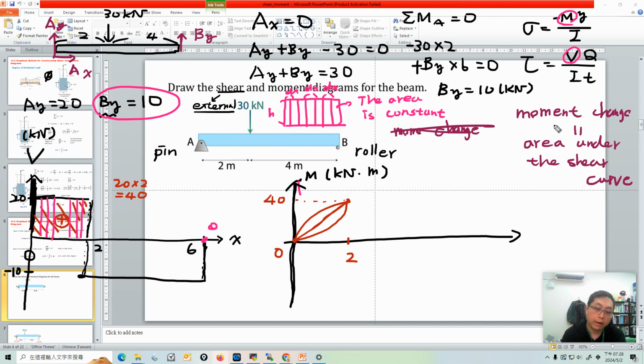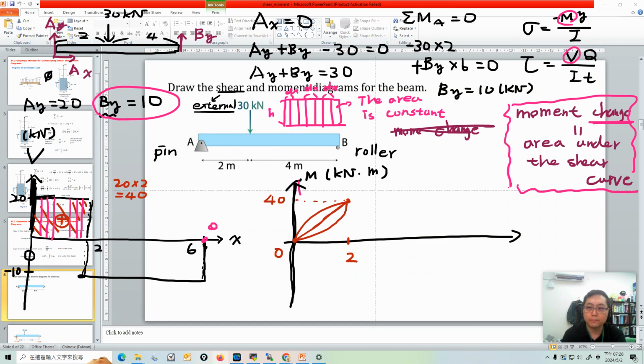Back to this description: the moment change equals the area under the shear curve. If each small area is the same, that means the moment change is constant. If the slice area is a constant, the moment change is constant.